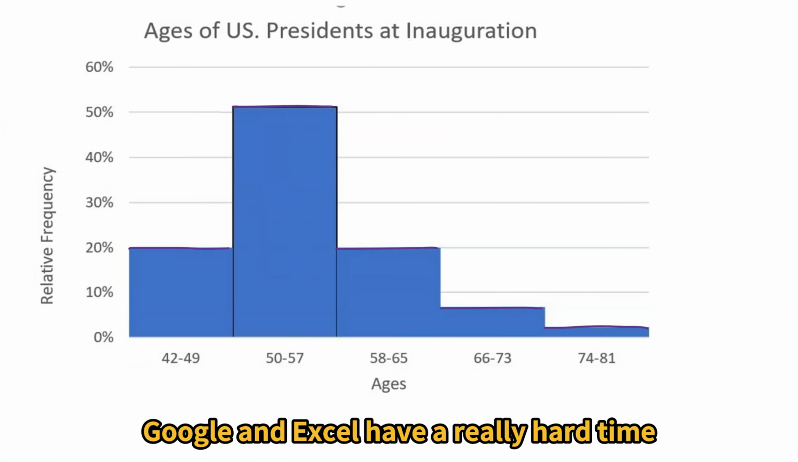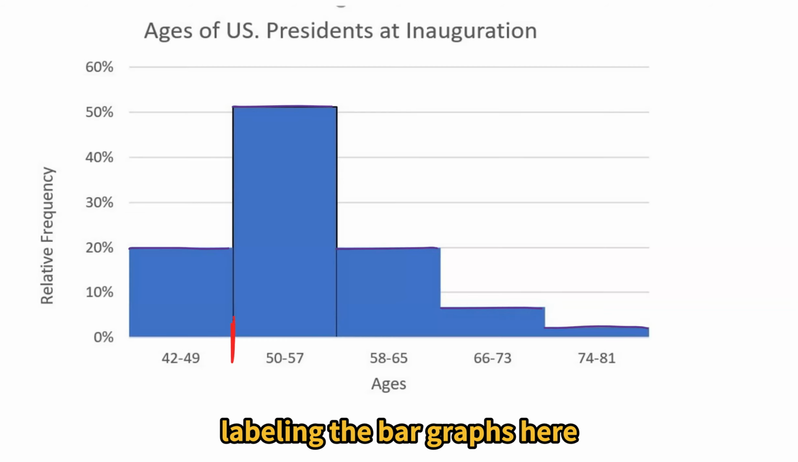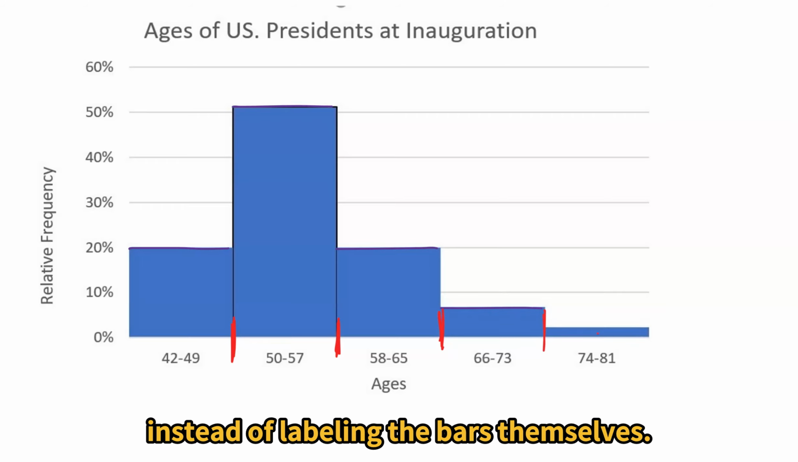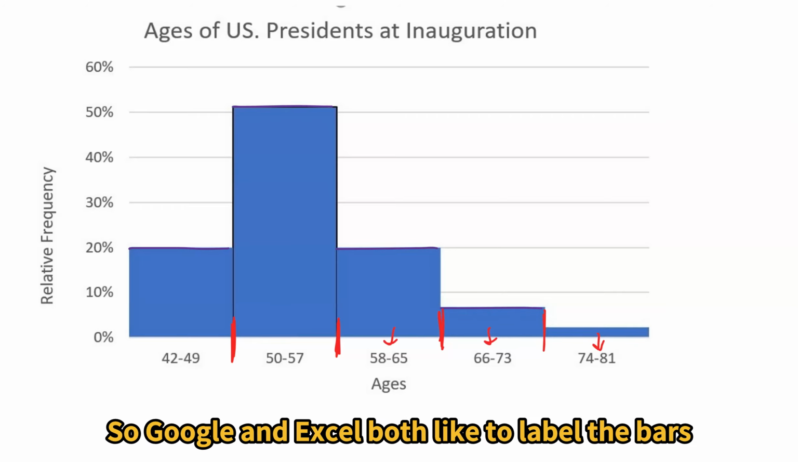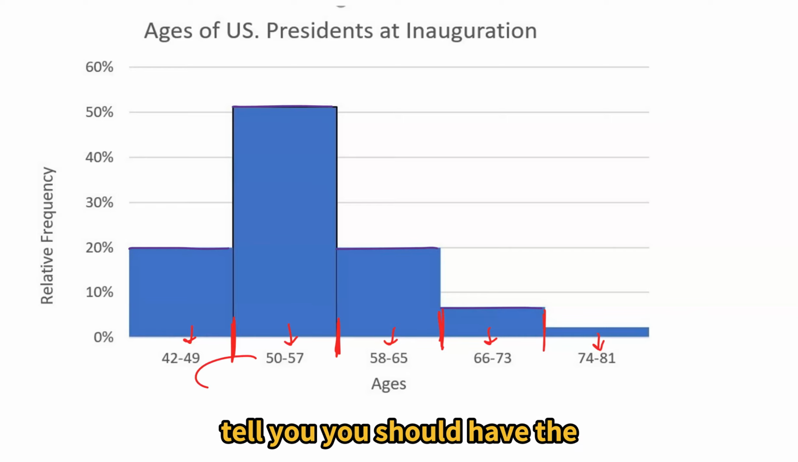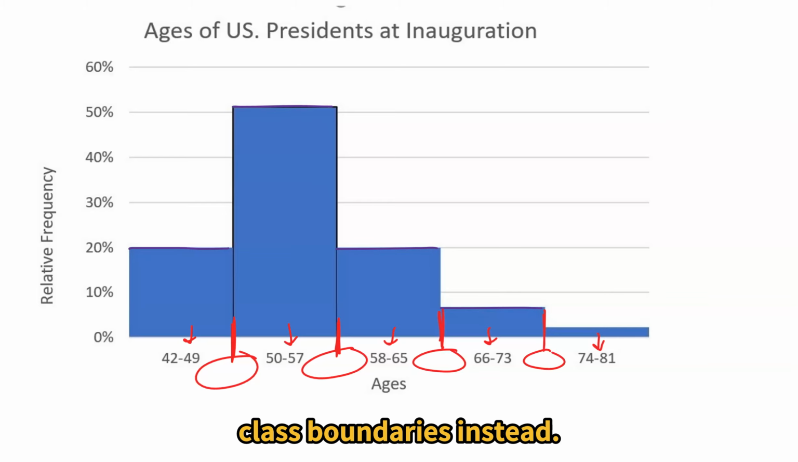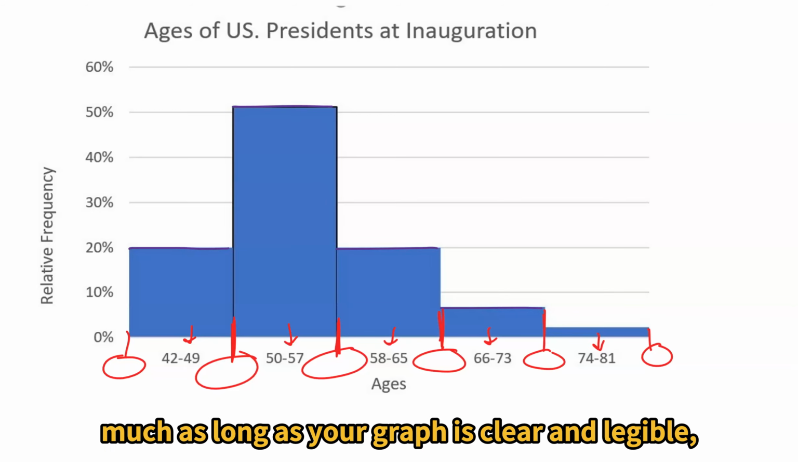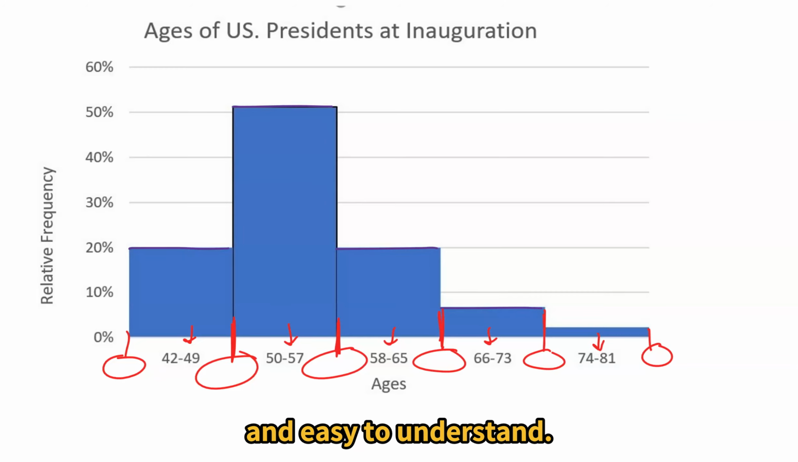Google and Excel have a really hard time labeling the bar graphs here in the cracks between the bars instead of labeling the bars themselves. So Google and Excel both like to label the bars themselves. Some statistical textbooks tell you you should have the class boundaries instead. Me personally, I don't think it matters that much, as long as your graph is clear and legible and easy to understand.